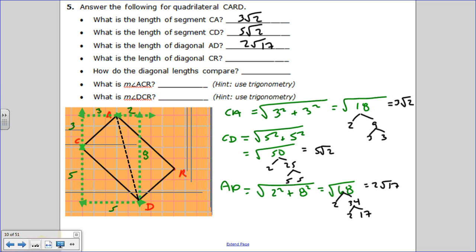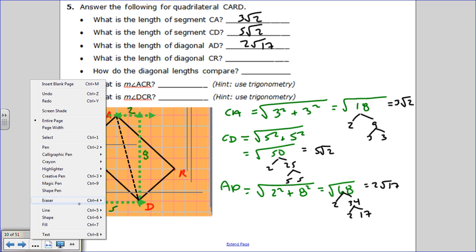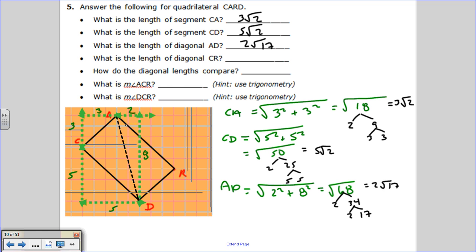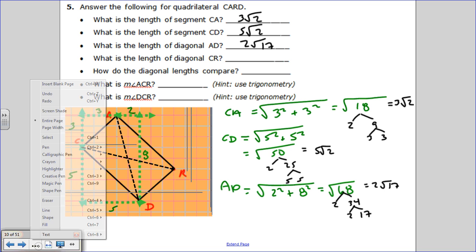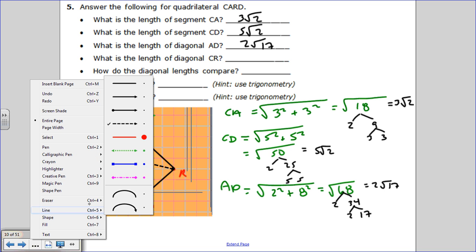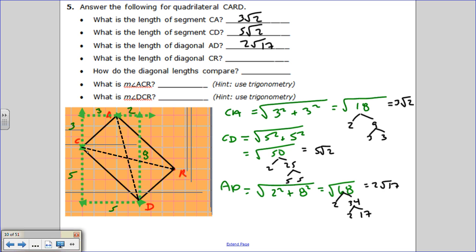For diagonal CR, I gotta put it on the picture first. And form a right triangle now. All these triangles are getting confusing. That's one reason why I don't like this method, because it starts cluttering up the picture, but if it works best for you, that is totally fine.